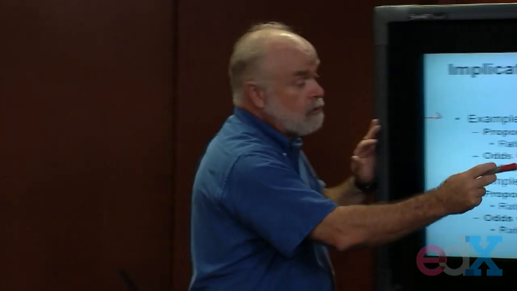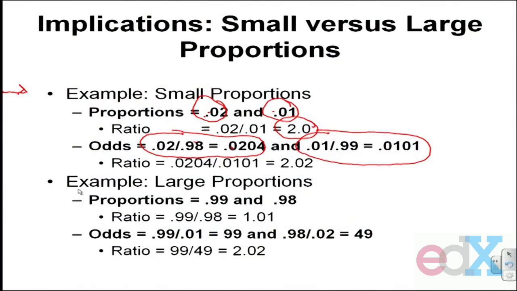Notice the value for the odds, 0.0204, is different from the proportion, 0.02. Notice the value for the odds from the second population, 0.0101, is different from the proportion for that population, but only slightly different, only different in the 3rd or 4th decimal place.